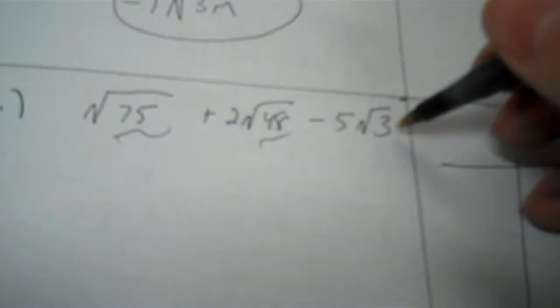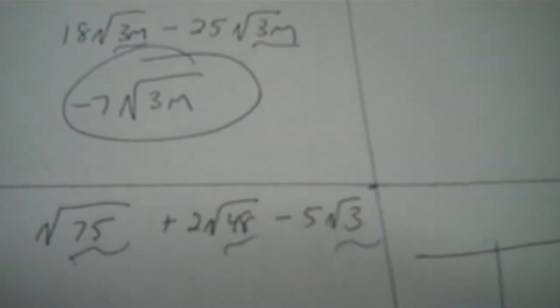Okay, now my next one, we see this time we've got 3 of them. So we're going to come over here and make a table. And they're not the same, okay? All these are different. So we want to try to rewrite them so that they're the same. So we've got the square root of 75, 2 square root of 48, and 5 square root of 3.